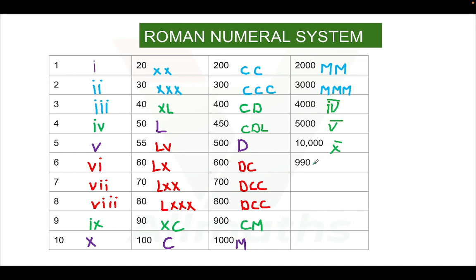I leave this 990. So having followed this video to this extent, how do you write 990 in Roman numeral? Is it going to be XM, or is it going to be 900 and 90? Let me hear from you. Which do you think is the correct way of representing 990 in Roman numeral?